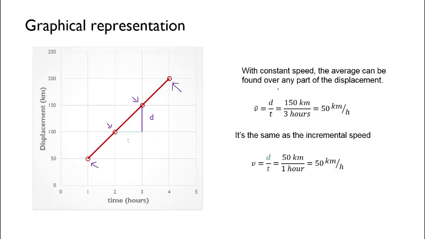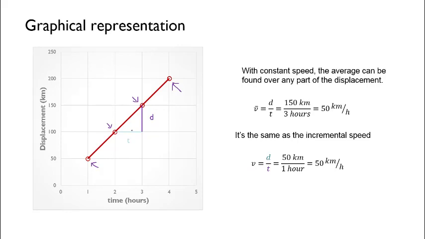What was our relationship again? Well, average velocity is the total amount of displacement over the total amount of time that we consider over this interval. Well, now we have 3 hours to consider and 150 kilometers traveled, but it yields the same answer as the previous slide, 50 kilometers per hour. If you are at constant speed, then your incremental velocity, v without the bar over it, is the same as your average velocity. Let's look at an increment here.